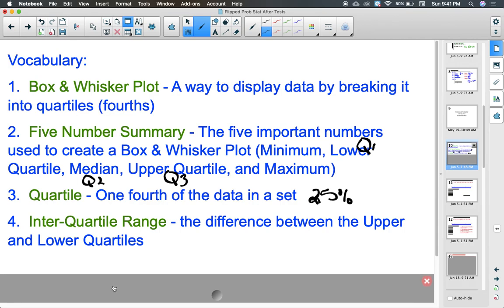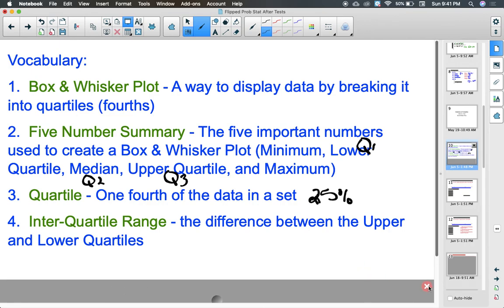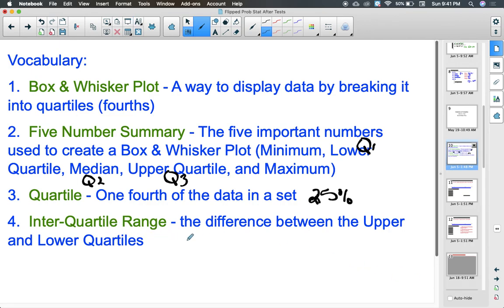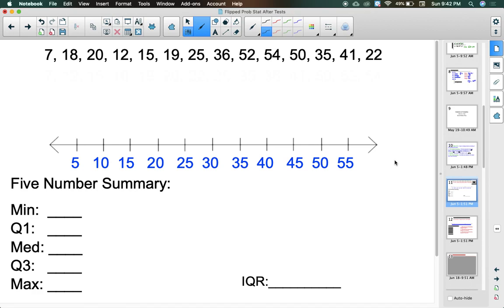And last but not least, this idea of the interquartile range. The interquartile range is the difference between the upper and lower quartiles. So if we take our quartile 3 number and we subtract our quartile 1 number, that gives us the interquartile range, also called the IQR. So a lot of heavy vocab here, but it's not very complicated stuff. So let's get moving to an example.